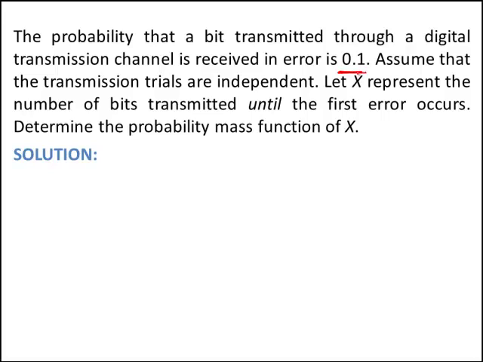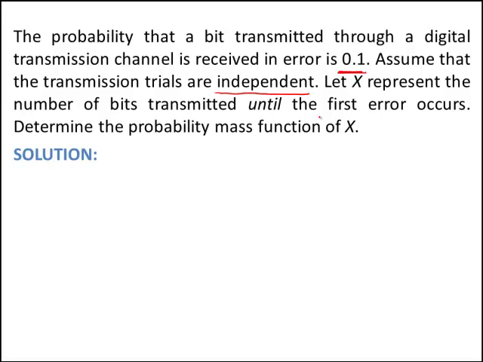So a bit is going to be transmitted, there will either be an error or not an error. So the probability it's not transmitted in error is 90%. Assume that the transmission trials are independent. And what this means is if we transmit one bit and it's an error, it doesn't make the next one being transmitted more or less likely to be an error. The trials are independent. What happens in one transmission does not affect, either better or worse, the next transmission.